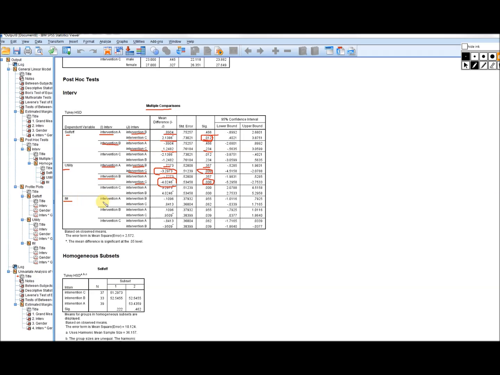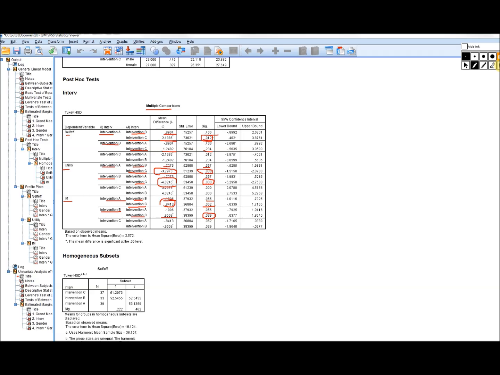Then when we look at the effect on intrinsic motivation, looking at intervention A versus B, there was no difference in groups, even though there was a hint of a mean difference. When we look at the comparison between A and C, you can see that A scored about 0.84 points higher on average than C, but that difference was not statistically significant at the 0.05 level. When we compare B versus C, you can see that intervention B scored about 0.95 points higher on average than C when it comes to intrinsic motivation, and that difference was statistically significant.